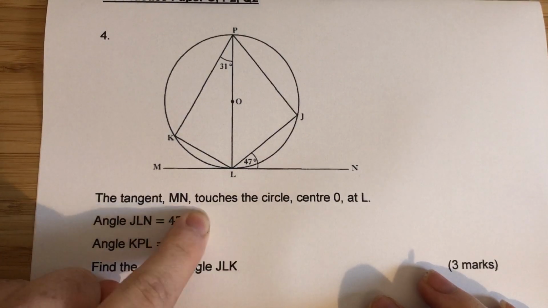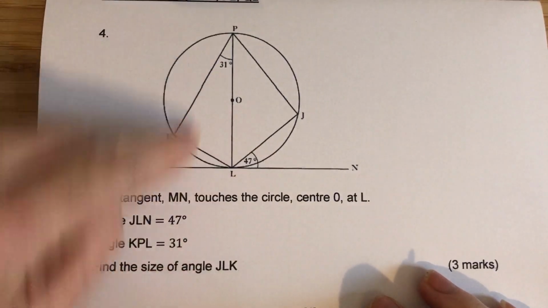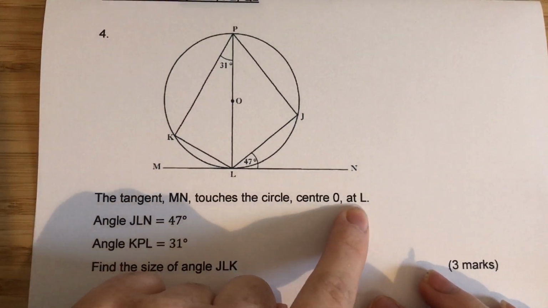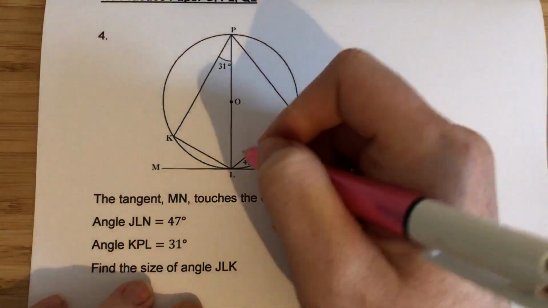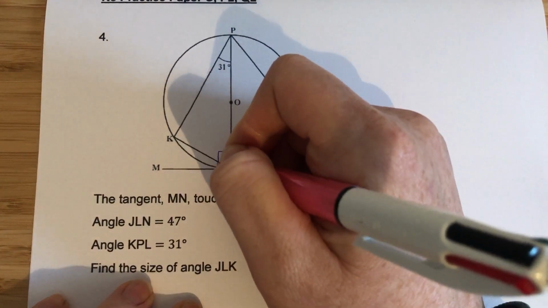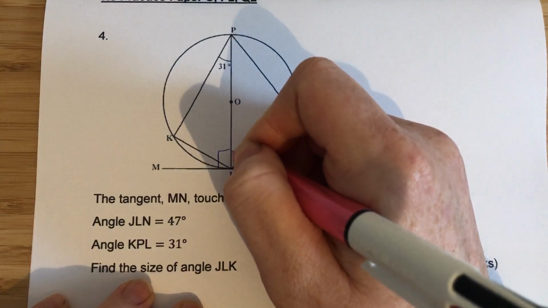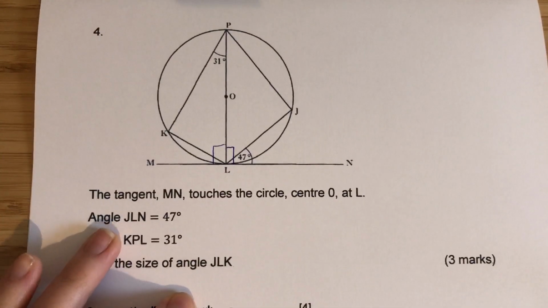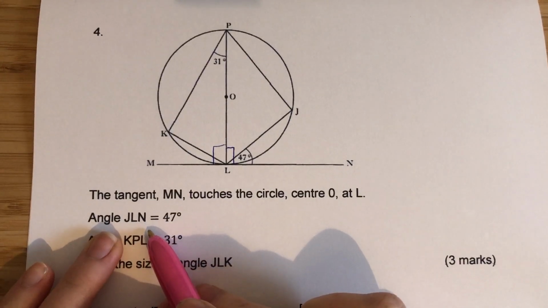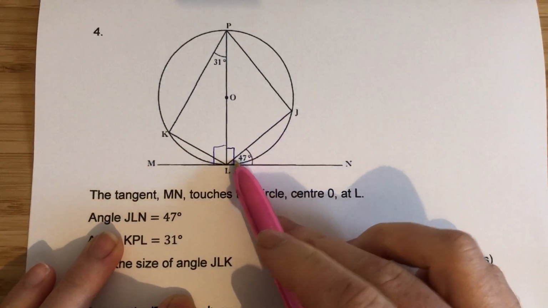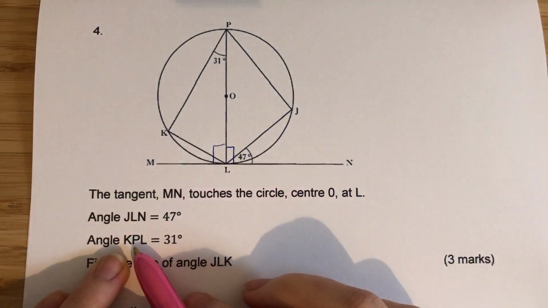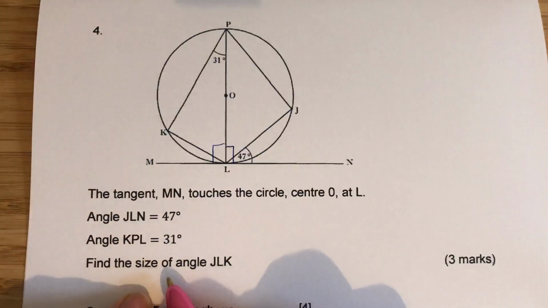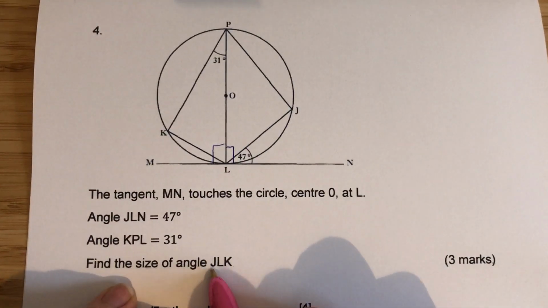The tangent MN touches the circle at centre O at L. So we know that it's a tangent. From that radius down to the tangent is 90 degrees, on either side. It's marked in angle GLN for us, which is 47 degrees, and angle KPL, which is 31 degrees. Find the size of the angle GLK.